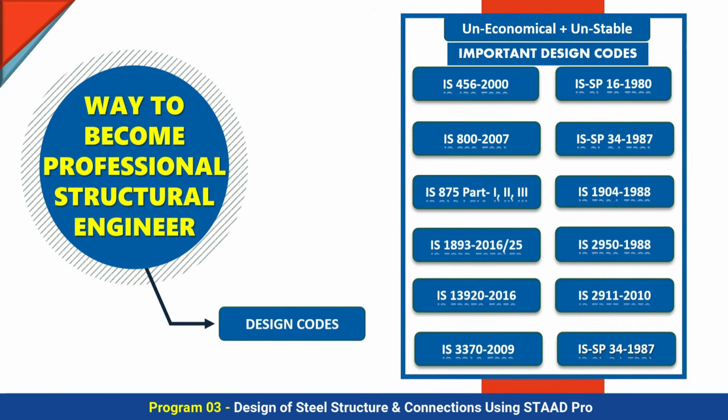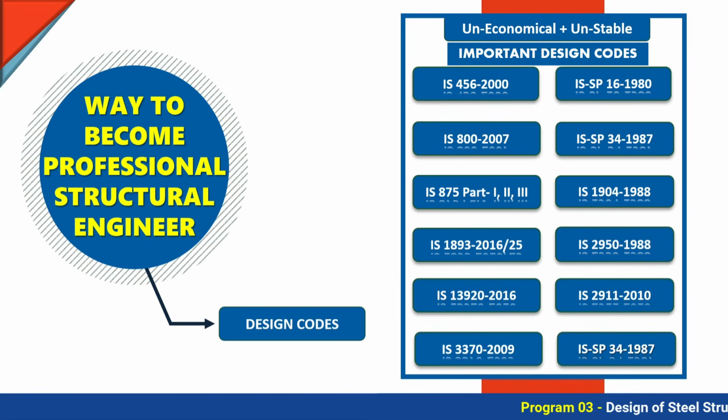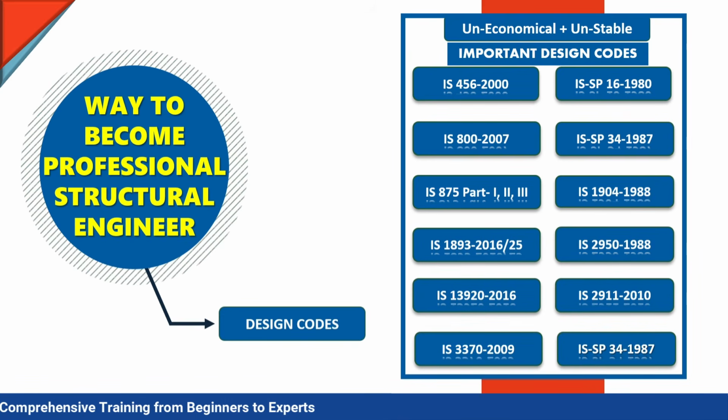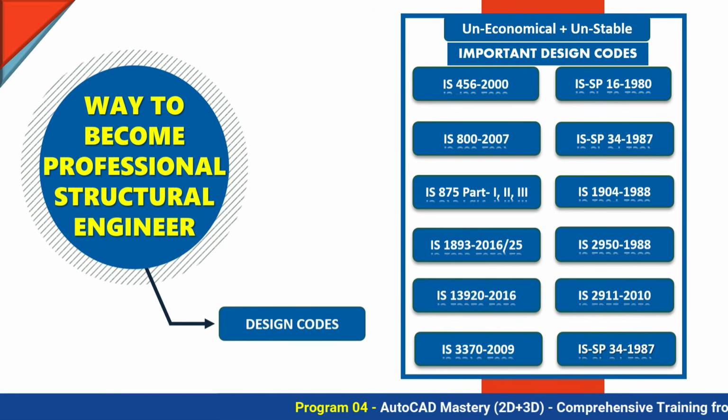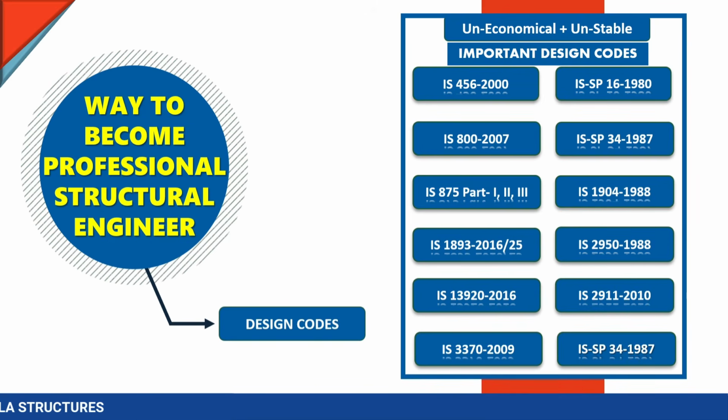So what are the different codes available in Indian practice? You need to go through that. IS 456 is there, IS 800 is there, IS 1893 is there, IS 875 is there, IS 13920 is there, SP 34, SP 16 are there. For what purpose each of these codes is available, you need to know for what purpose the specific code is going to be used. That is what is important. If you are not going to follow the code, you are going to harm your structure as well as the people who are going to live in that structure.